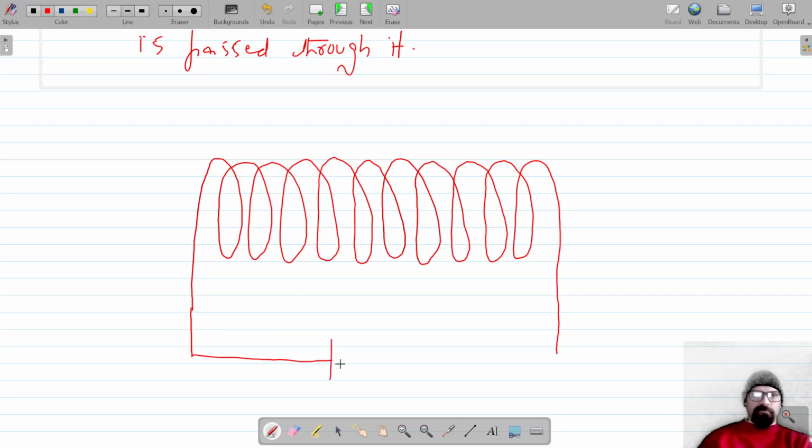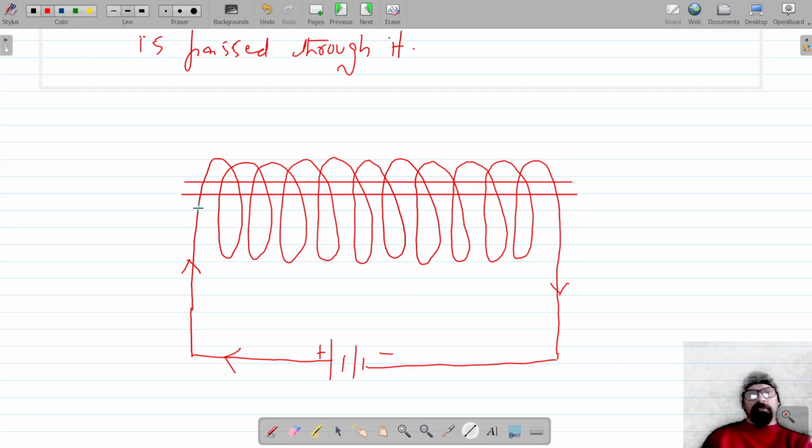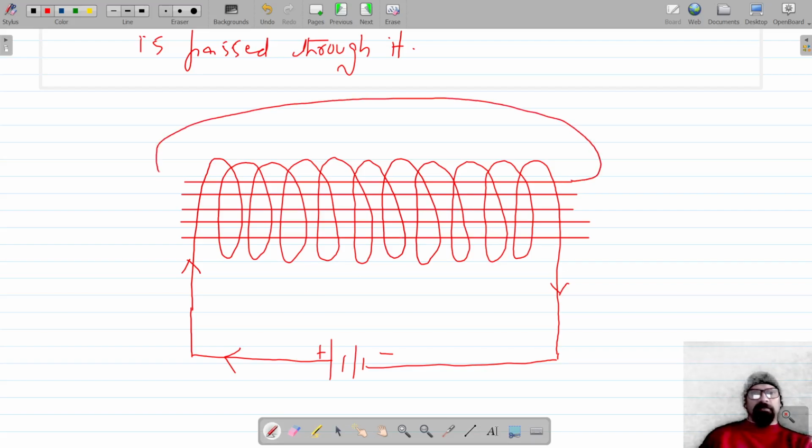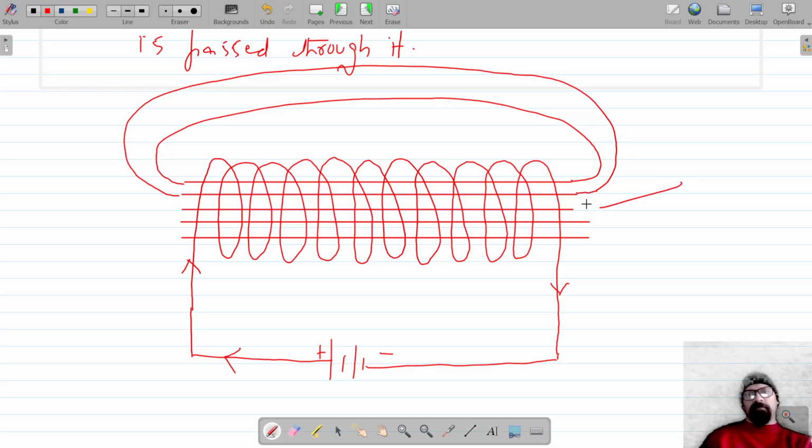So let's connect it to a battery so that the current is passed through it. The current is flowing in this direction. So inside the solenoid, the magnetic field lines are equidistant parallel arrows. Inside and outside, they are closed curves. These are the magnetic field lines, and you see that they are emerging from one end and merging at the other end.